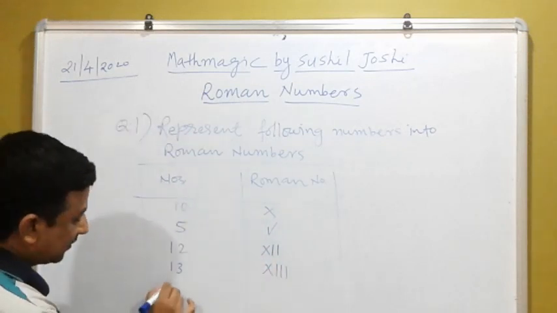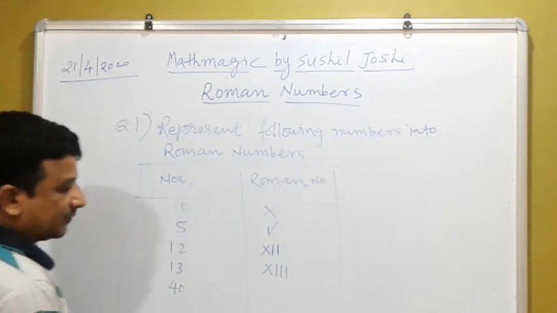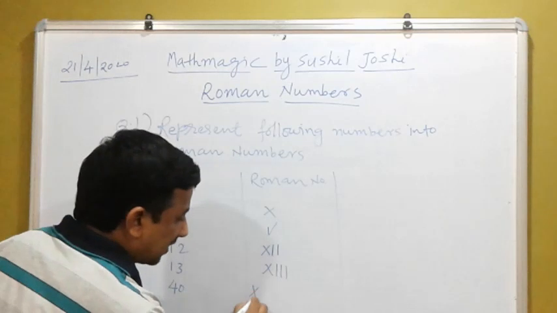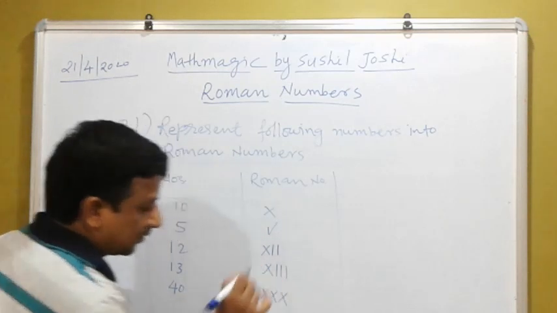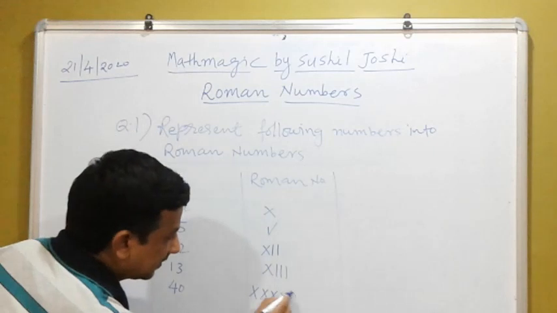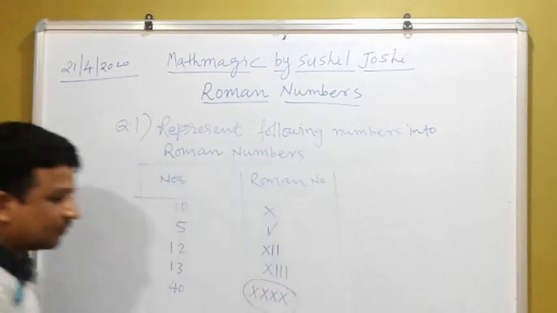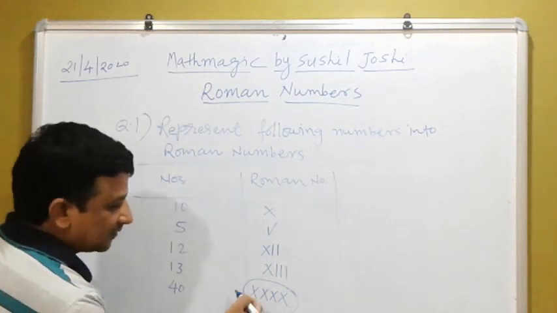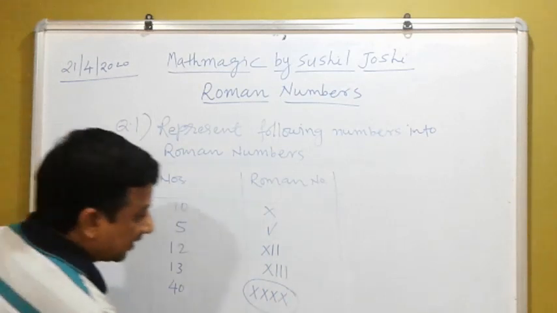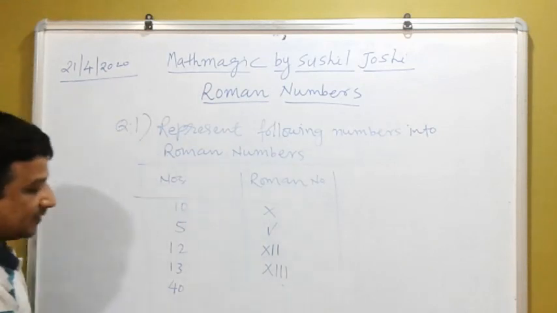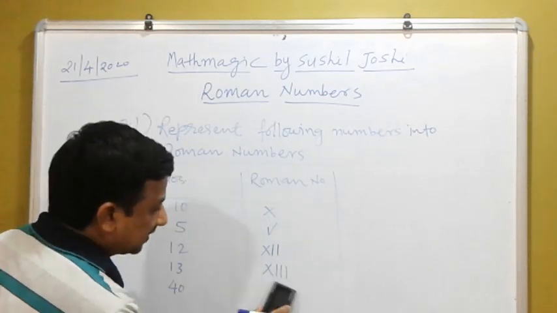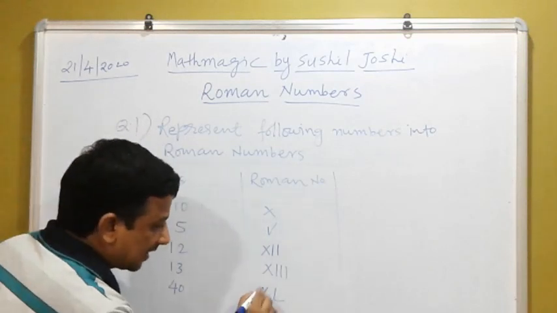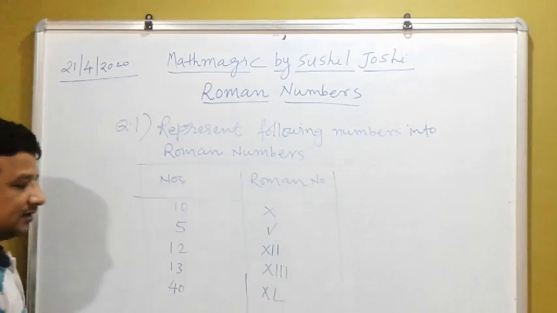We know the first rule: maximum 3 times you use the letters I and X. Suppose you write 40. So how do we write 40? You cannot use X 4 times, we have to use it maximum 3 times only. So how do we write it? To represent such types of numbers, you have to write the greater number first, L, that is 50, and we subtract 10 from L, that is XL.